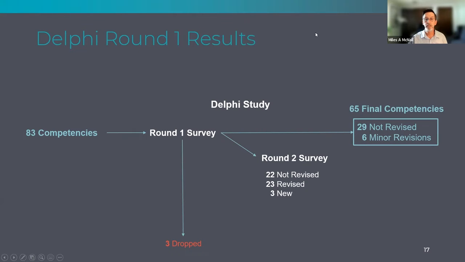And then from that round 1 survey, 22 competencies went into the round 2 survey, not revised. We still had not achieved consensus on those. 23 were revised based on comments in the round 1 survey. And then there were 3 new ones that were suggested.